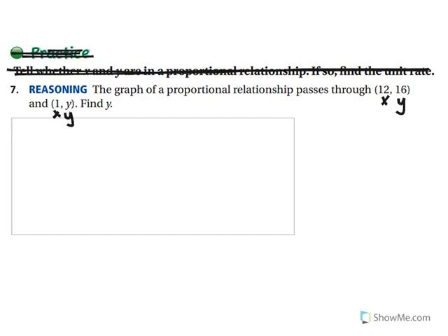I want you guys to think of this in terms of the fraction ratios. And if these are proportionate, they should equal each other. So I want you to set this up as one fraction equals the other fraction, and then I want you to solve the equation. Give it a try, see what you do.